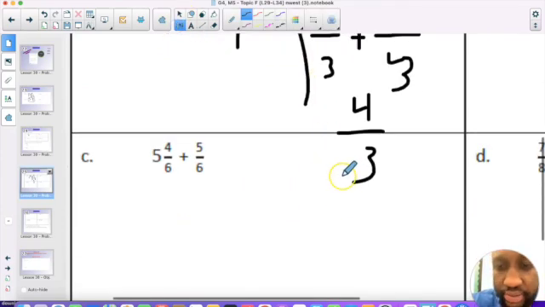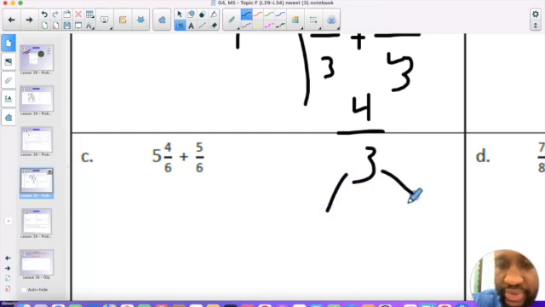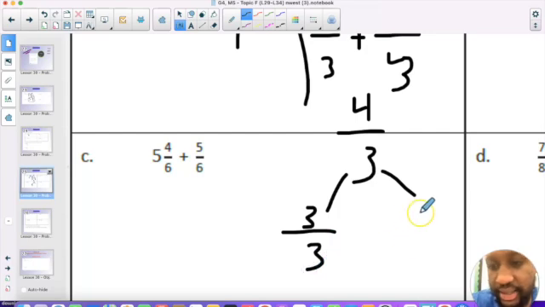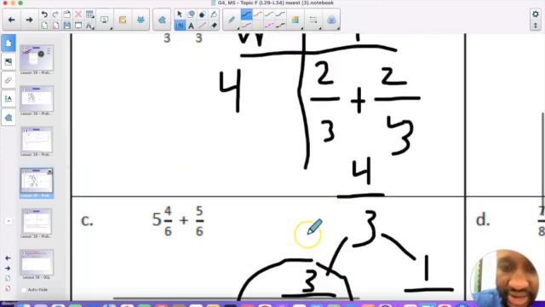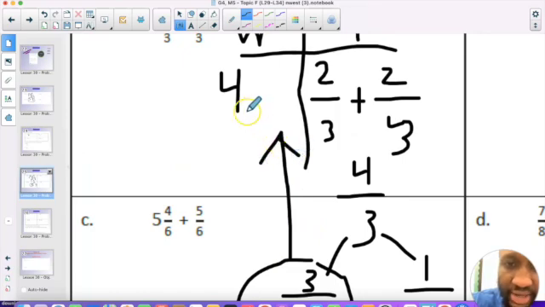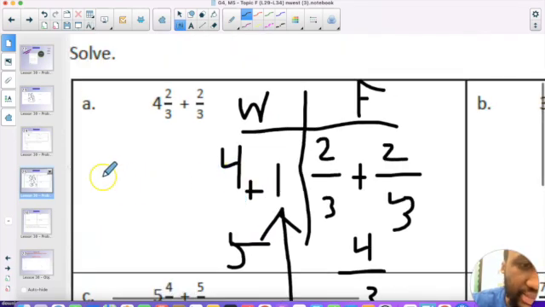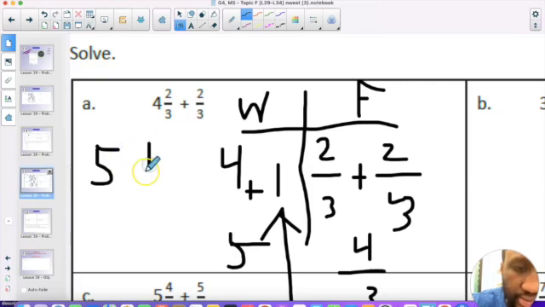I need to break it down to wholes. I know that 3/3 make a whole, plus 1/3. So 3/3 makes a whole. So you know what I have to do with a whole? I have to bring it over here to my whole spot. So I'm adding 1 more, and that makes 5. So my answer would be 5 wholes and 1/3.